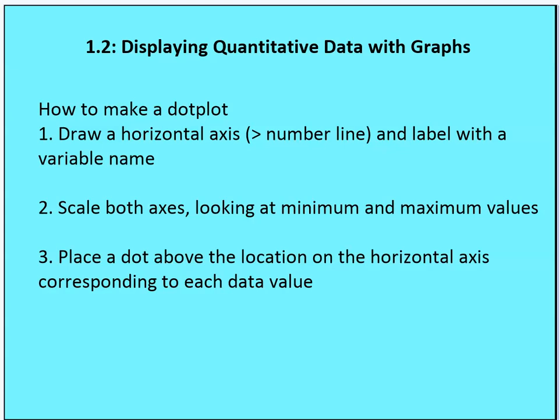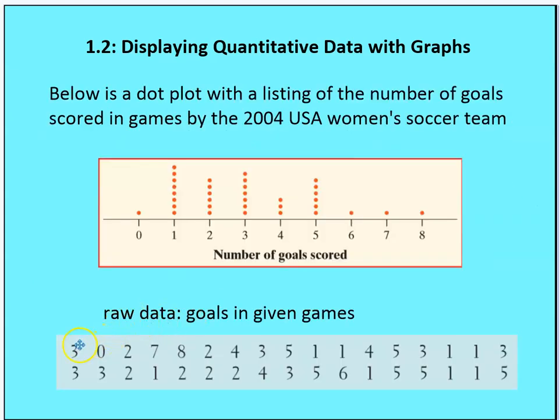So let's take a look at an example. So I have raw data here. This is a list of the number of goals that were scored in a set of soccer games. And so I'm going to create here the number of goals scored. And here's my number line, 0, 1, 2, 3, 4, 5, 6, 7, 8. And then I'm going to identify the count based on the number of dots that I have here. So for 0, I just have one occurrence.